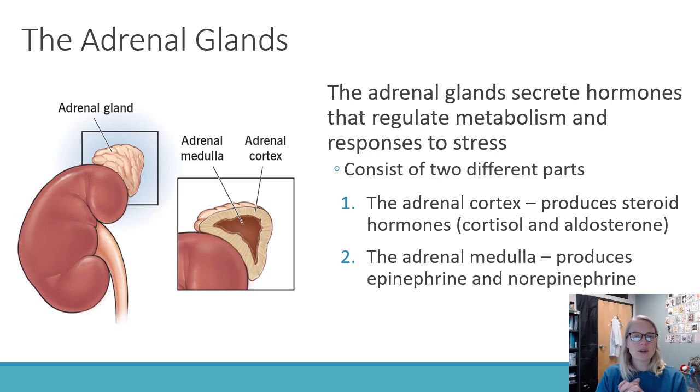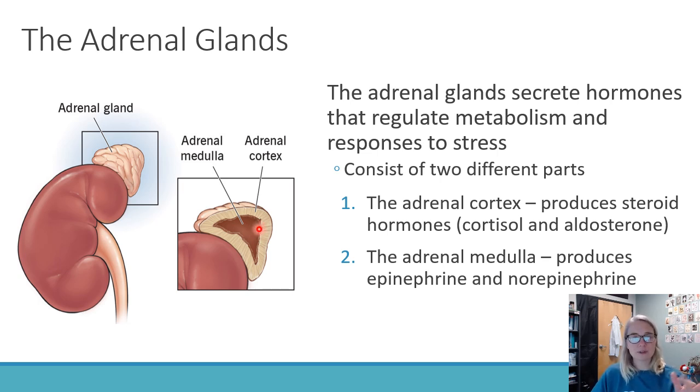Our last gland are the adrenal glands. These sit atop your kidneys. So we learned about the kidneys in our urinary system. Sitting right on top like a little hat are your adrenal glands. They are made up of two physical parts. We have the cortex, which we learned in the kidneys is the outer layer. We have the medulla, which is the middle. So our adrenal gland also has a cortex and a medulla.